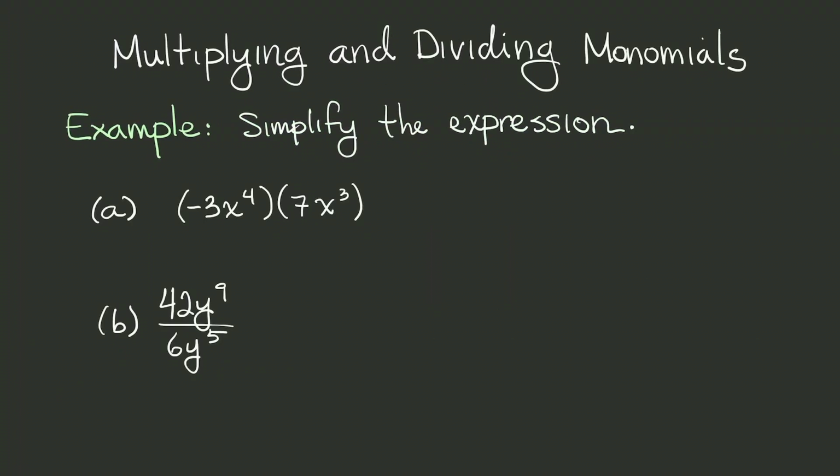So the first thing that we want to do when we're multiplying two monomials is we're going to multiply the two coefficients. So here we have negative 3 times 7, that's going to be negative 21. And then we're going to look at the two exponents. We have x to the fourth times x to the third power. So that's going to give us x to the 4 plus 3. Since they both have the same base, we can just add the exponents. So this will give us negative 21x to the seventh.